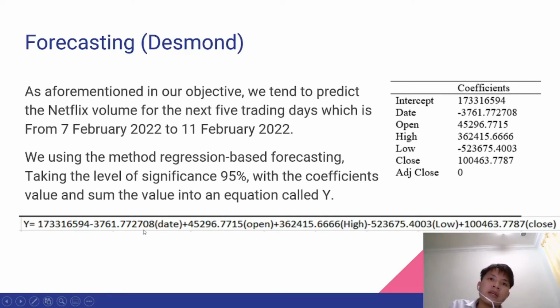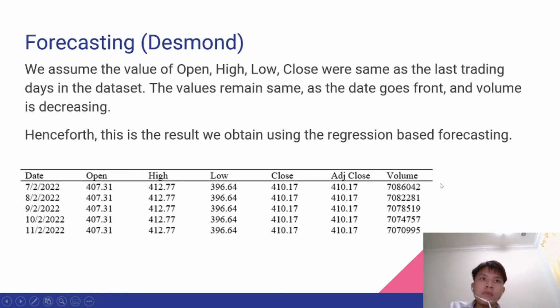So this is the y. The brackets here are for our substitution use. So we assume that the values of open, high, low, close were the same as the last trading day in the dataset. The values remain the same as the date goes forward and volume is decreasing. Hence, this is the result we obtain using the regression-based forecasting. That's all from me. Thank you.